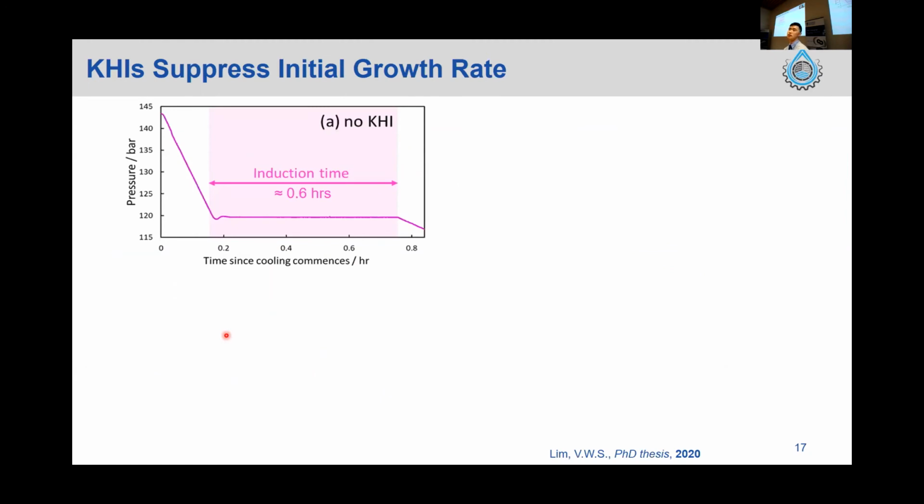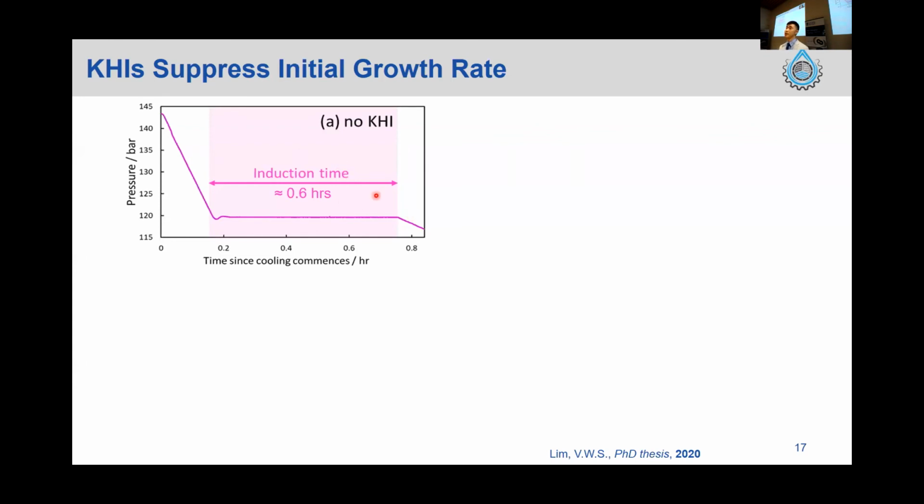Now, does KHI affect growth rate? Another interesting thing, the beauty of this HPS-ALTA, is that we can clearly differentiate the formation onset as well as the growth, which is after nucleation, right? So once again, this is pressure versus time. You cool down the system, you wait for a certain period isothermally, and that is the induction time.